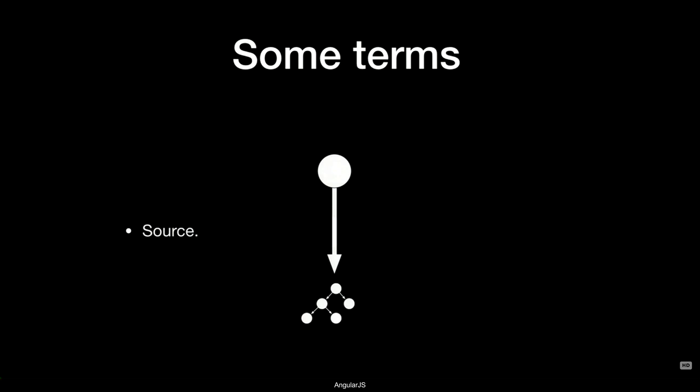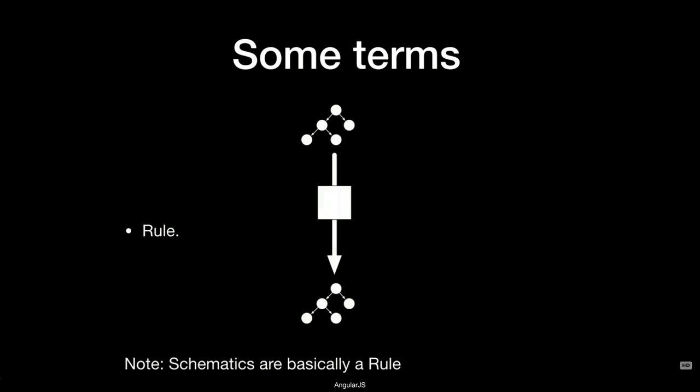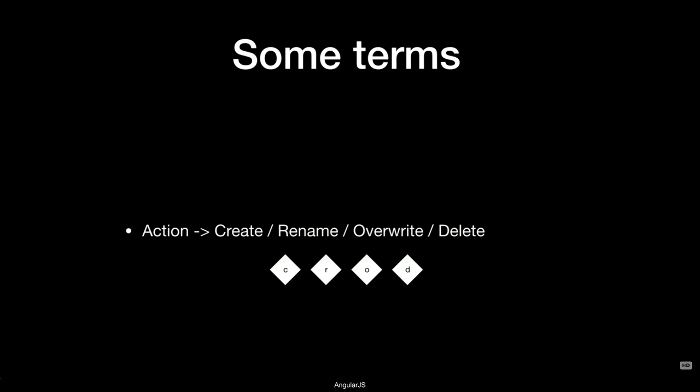A source is basically a function that takes nothing and generates a tree. A rule is something that takes a tree and generates another tree. And as you can see, schematics are basically a rule that is applied to an existing tree, which is normally the file system from the start. And an action is something that's atomic, like creation, renaming, overwriting, and deletion of files.